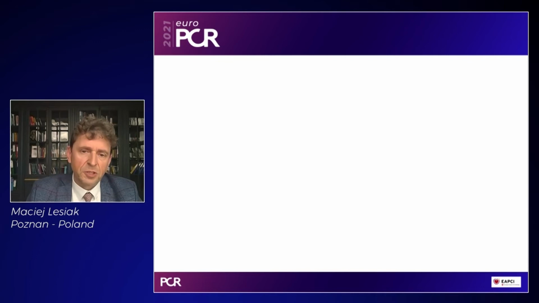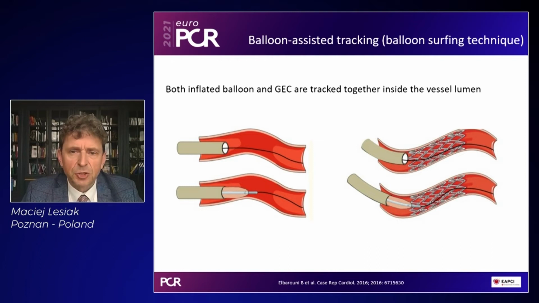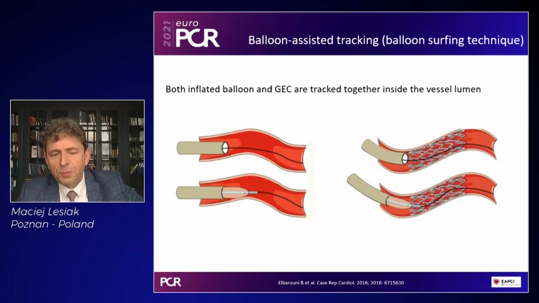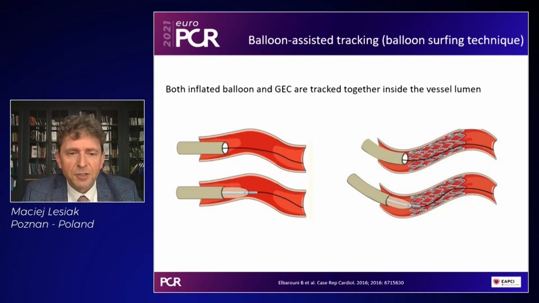So this is balloon assisted tracking, or I call it a balloon surfing technique. You put a small balloon that protrudes a few millimeters outside of the guide extension. You inflate the balloon, and with the inflated balloon, you track both the guide extension and the balloon together inside the vessel lumen, or sometimes inside of a stent lumen.